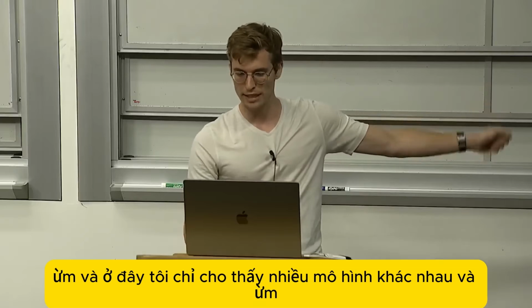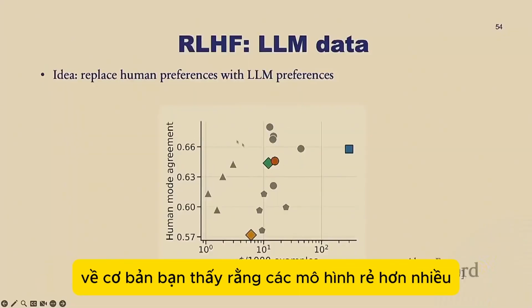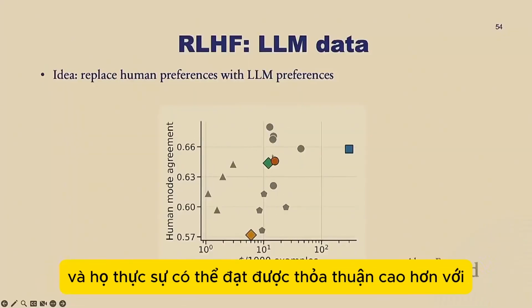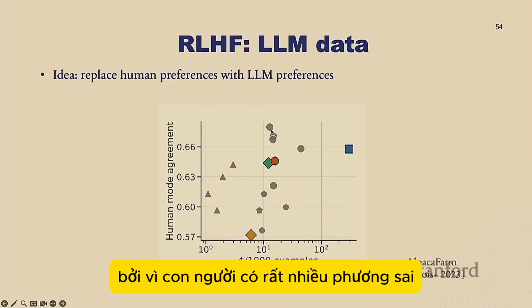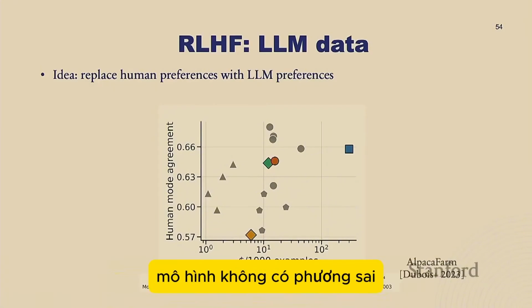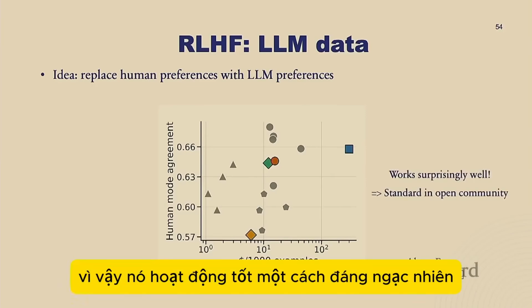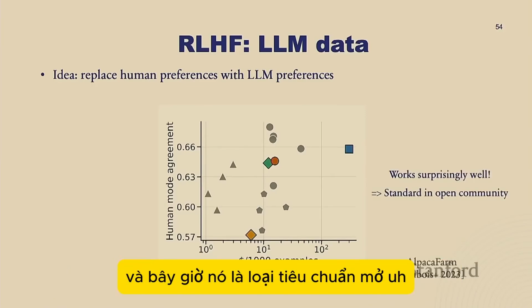And here I just showed many different models. And basically you see that models are much cheaper and they can actually get higher agreement with the mode of humans than humans themselves. And the reason why is because humans have a lot of variance, models have no variance. So they might be a little bit more biased, but have less variance. So it works surprisingly well. And now it's kind of the standard in the open source community.